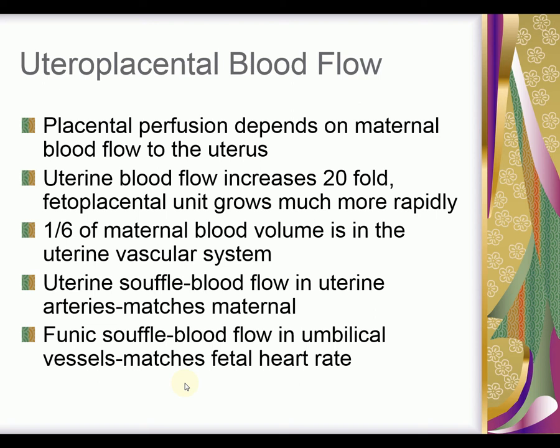Uterine blood flow increases about 20-fold, so 20 times what it was before the baby got introduced. Our fetal placental unit grows even more rapidly than the uterine blood flow. So as that fetal placental unit is growing, we've got to have a good blood flow. And as long as we have a good blood flow, we have a good, healthy fetal unit. Actually, 1/6 of our maternal blood volume, and we're going to discuss our maternal blood volume in just a little bit, is in that uterine vascular space.